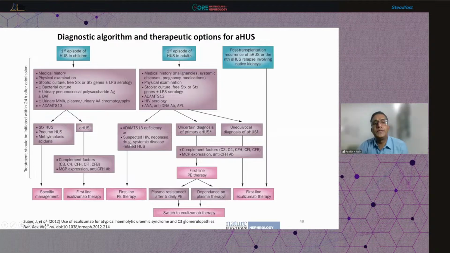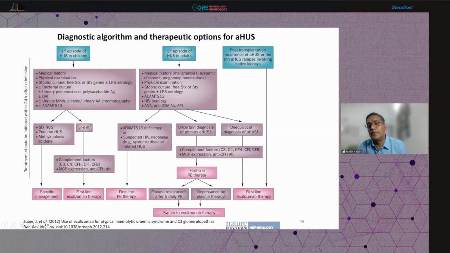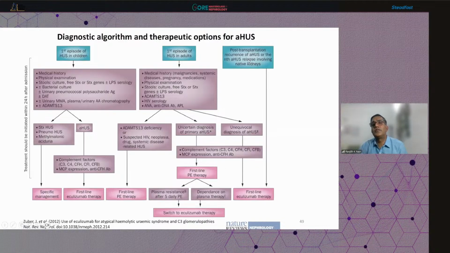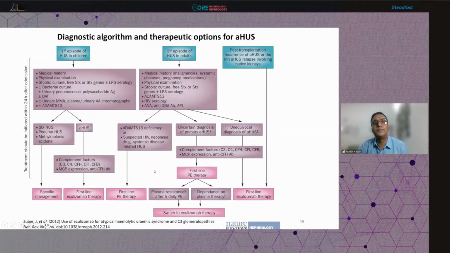So if your ADAMTS13 is deficient, or you are suspecting HIV, neoplasia, systemic disease-related HUS, first line of therapy, plasma exchange. Uncertain diagnosis, like in this case, possibly it was uncertain, and you are still waiting for these complement factors, daily plasma exchange. If there is resistance, switch to eculizumab. If there is dependence on plasma therapy, again switch to eculizumab. If you have unequivocal diagnosis of atypical HUS, consider eculizumab as a first-line therapy. And in a post-transplant recurrence of atypical HUS, always consider eculizumab as a first-line therapy.